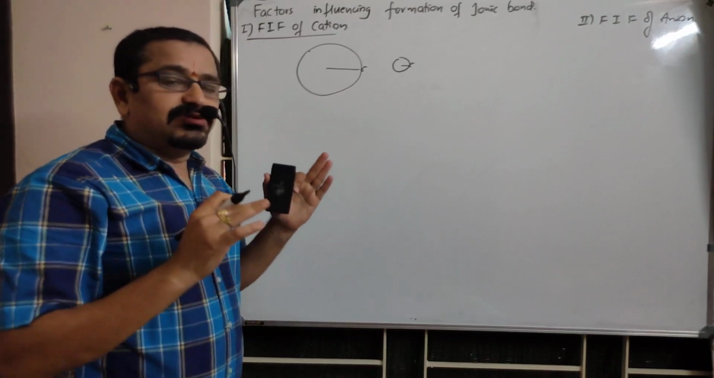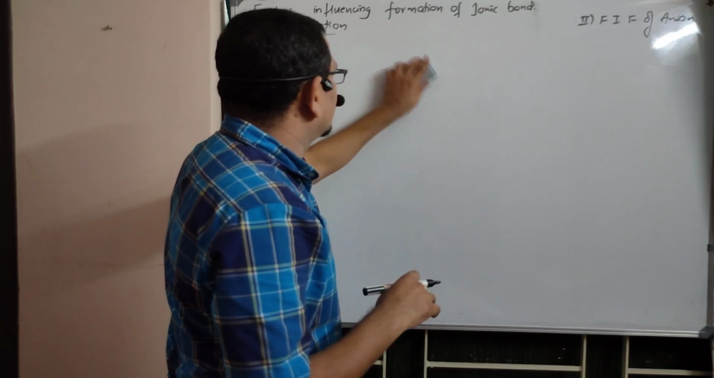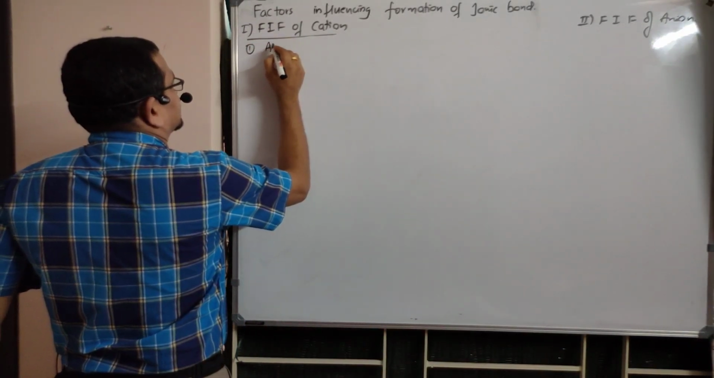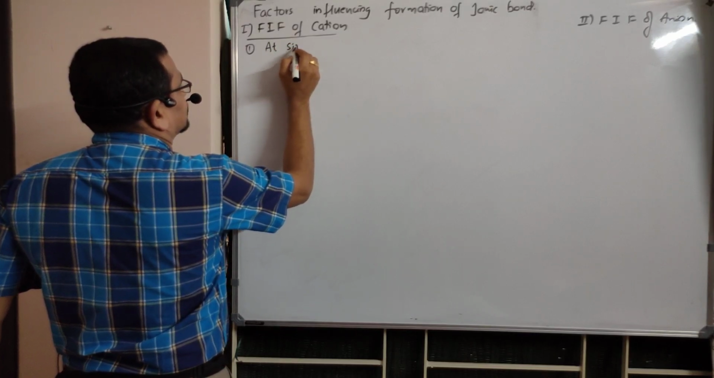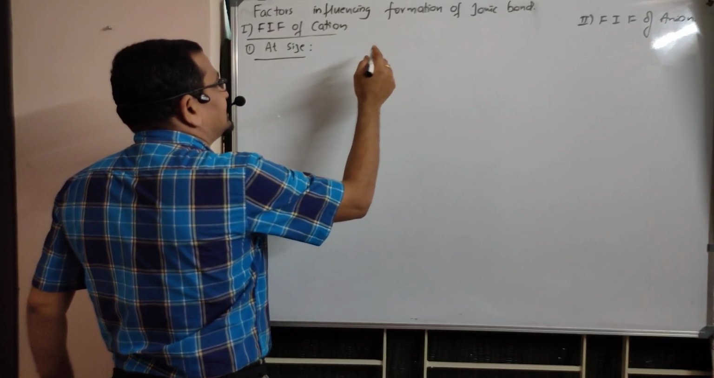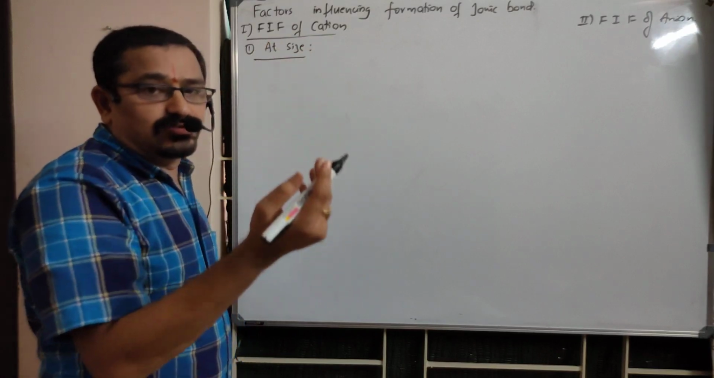So, what type of atoms can form a cation readily? Atoms with a large atomic size. So, the first factor is large atomic size, atomic radius, whatever it is. Larger the size, easier is the formation of cation.